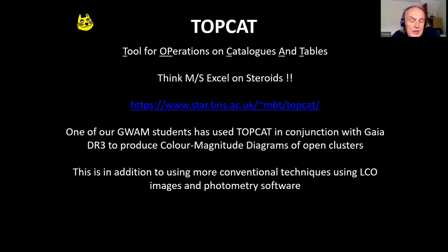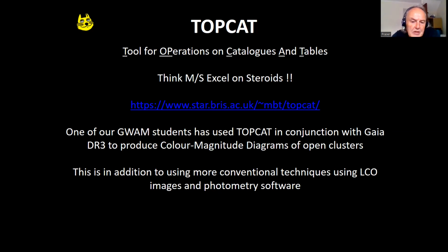One of our students, however, has gone away and worked on TOPCAT in her own time, and gone way further than I think we ever expected our students to go. She's used the data release 3, DR3, from Gaia. Gaia is the European Space Agency mission that is mapping our Milky Way. She has used the data that Gaia produces to produce a series of color magnitude diagrams, or Hertzsprung-Russell diagrams, they're kind of interchangeable. And she's been doing that on a group of open clusters.